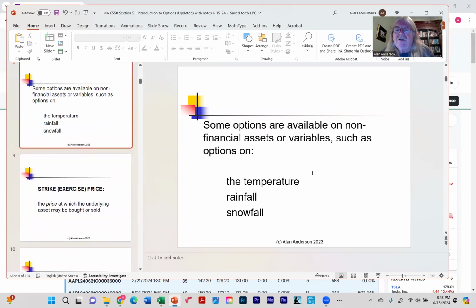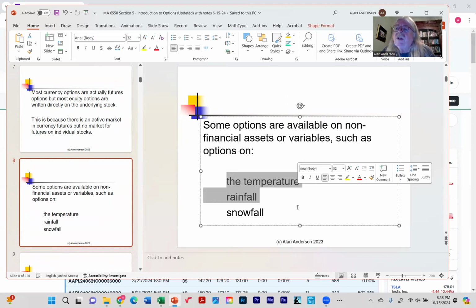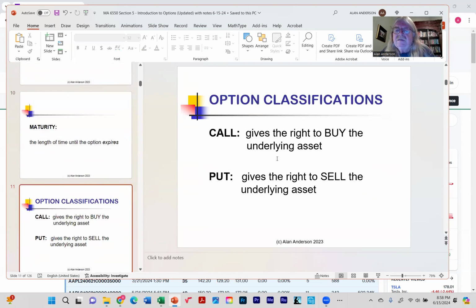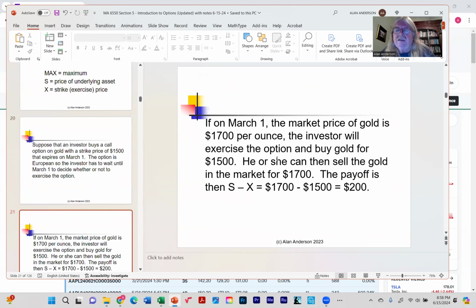By the way, I left one out. You can actually get options on earthquakes. I mean, there's all kinds of crazy things you can get because somebody's going to need this. A farmer might need one to protect himself from cold temperatures or not enough rain, or a ski resort might need protection against not enough snow. So that's why these can be negotiated. They do exist. All right, where were we?